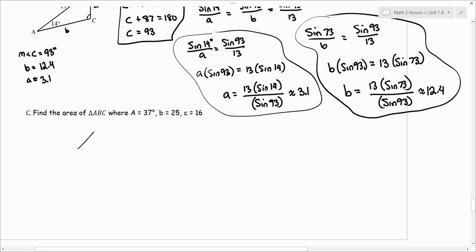So let me draw this triangle here. So here's where A is. I'll make this B, make this C. So little b is 25, and little c is 16. Well, the area of a triangle in general is 1/2 base times height.